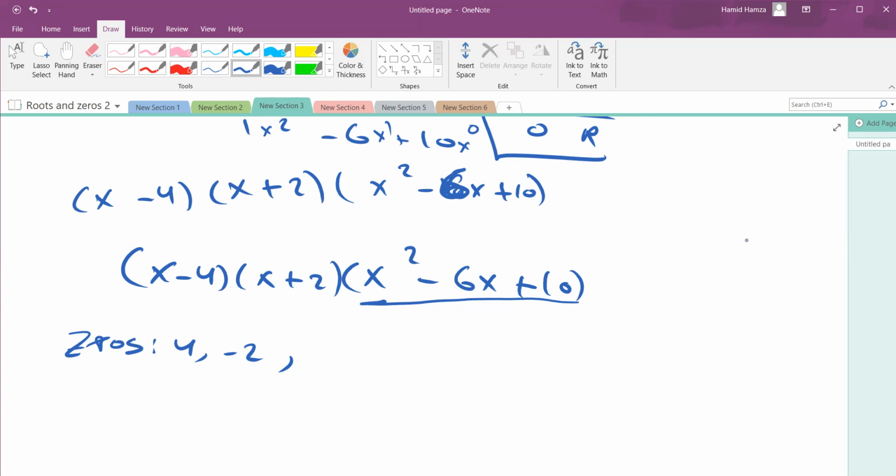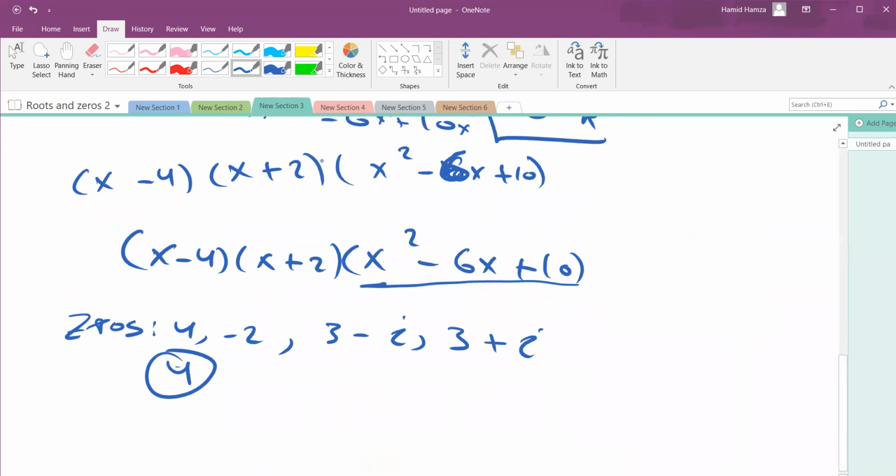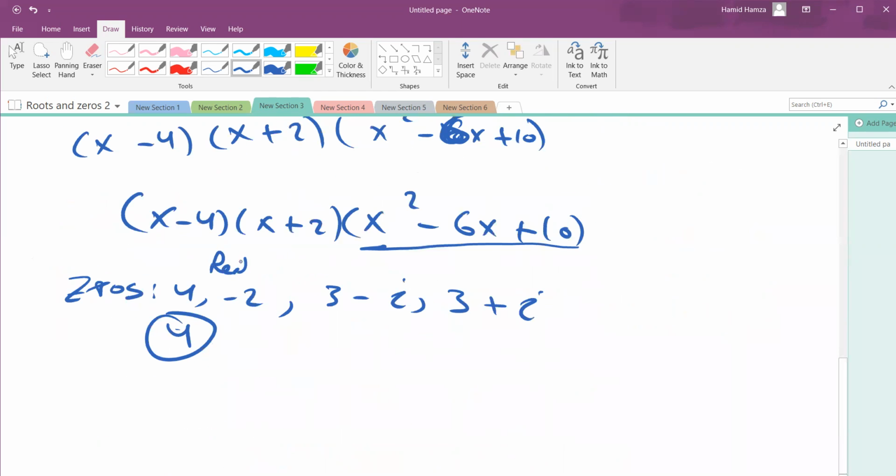So 1 equals -6 equals 10 equals. So the first one, guys, will be 3 minus i, and the last one will be 3 plus i, if you use your calculator to find the answer. So these are the roots, guys. These are zeros. How many, guys? 4. Why? Because the degree of the function is 4. So we have 4 zeros: 2 real and 2 complex. Understand, guys?